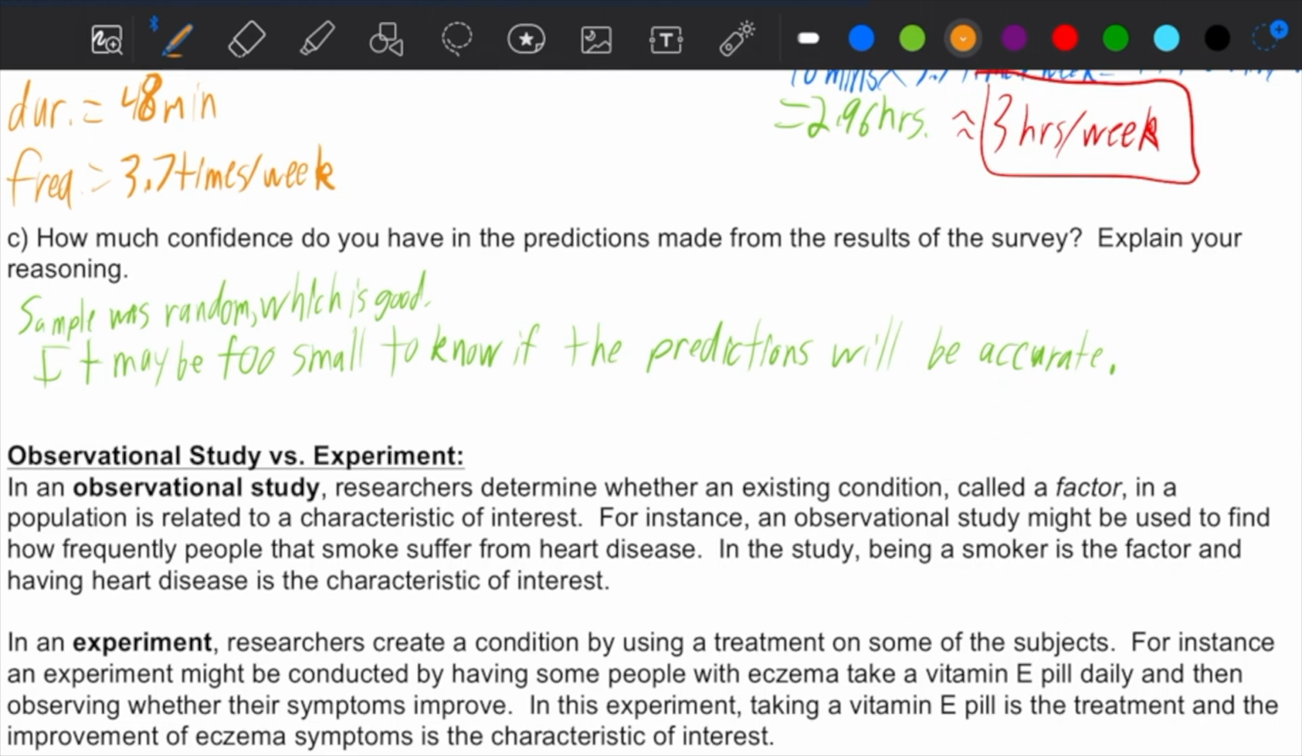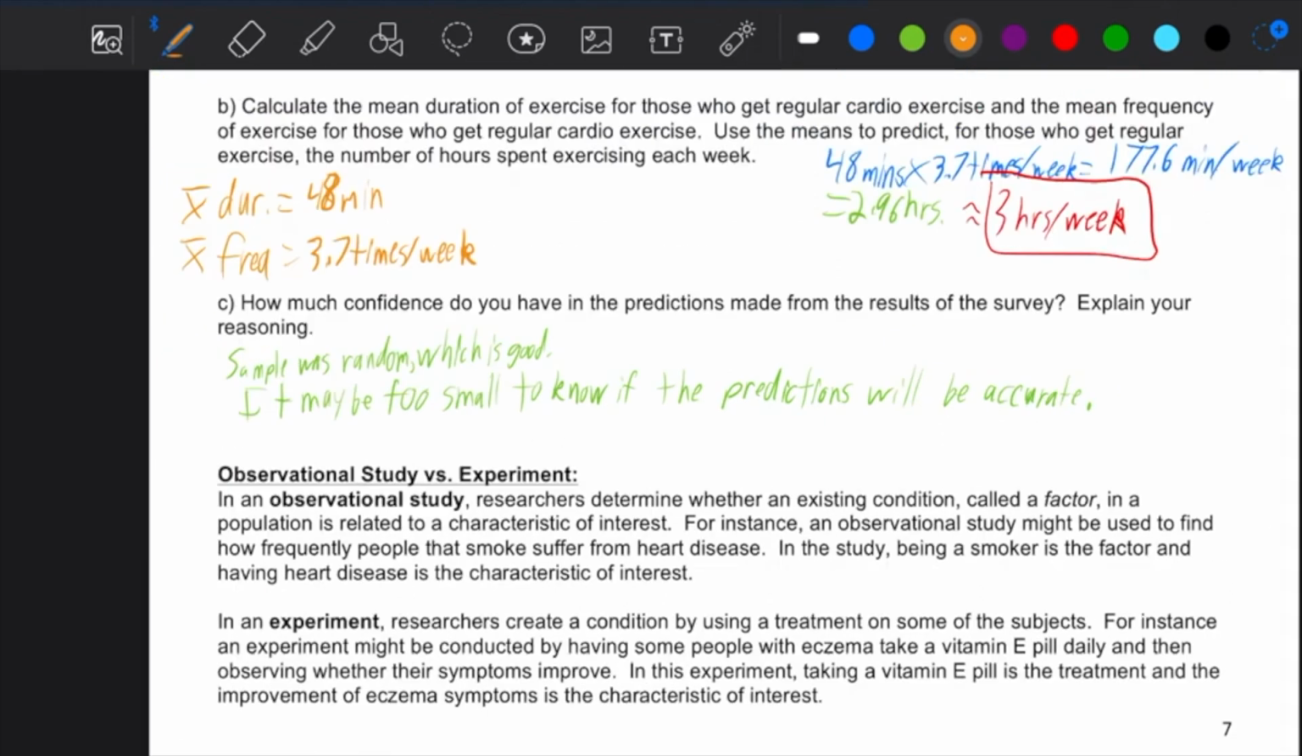So in an experiment, however, researchers create a condition by using a treatment on some of the subjects. For instance, an experiment might be conducted by having some people with eczema take a vitamin E pill daily and then observing whether the symptoms improve. So in the experiment, taking the vitamin E pill is the treatment, and the improvement of the symptoms is the characteristic of interest. So what are you most curious about, and then what is changing here?